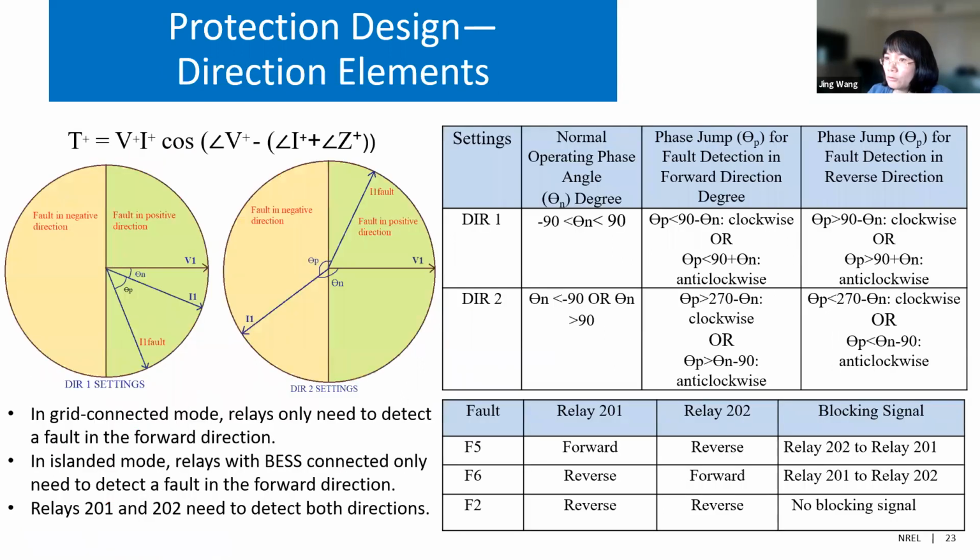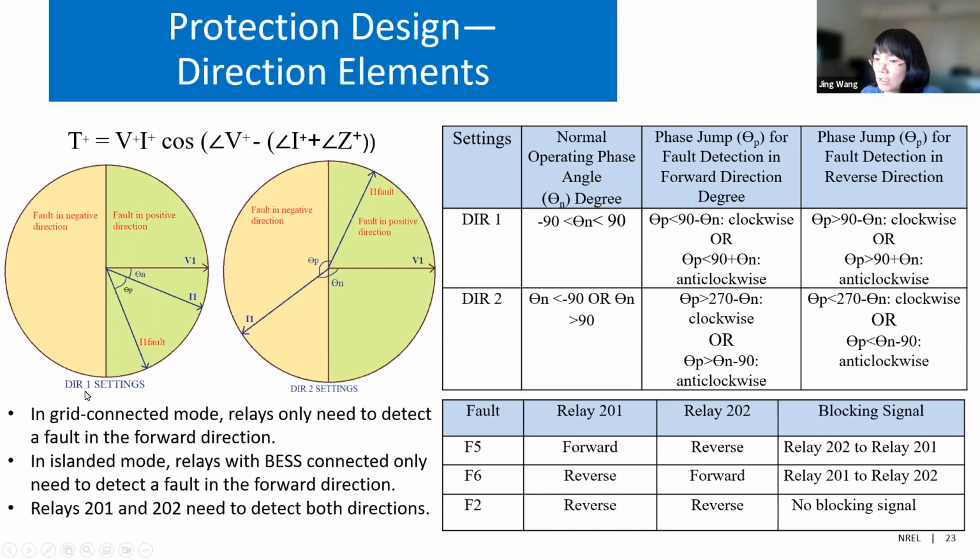And we also use the direction elements, to differentiate power flow in the forward or reverse direction. This is pretty old school, so I will not talk too much, but at a high level, the grid-connected mode relays only need to detect the fault in the forward direction. And in the isolated mode, relays with battery connected only need to detect faults in the forward direction. But for relays 201 and 202, they are located on the top of the circuit. The situation is complicated. They need to detect both directions.